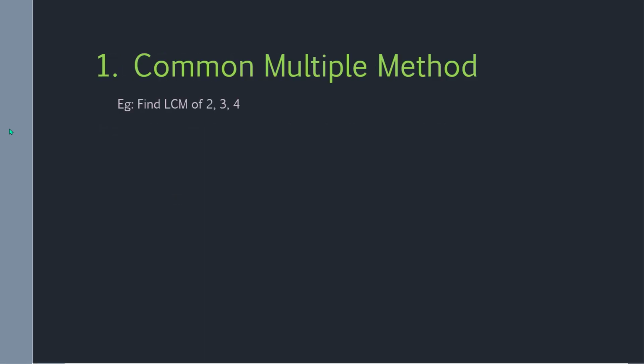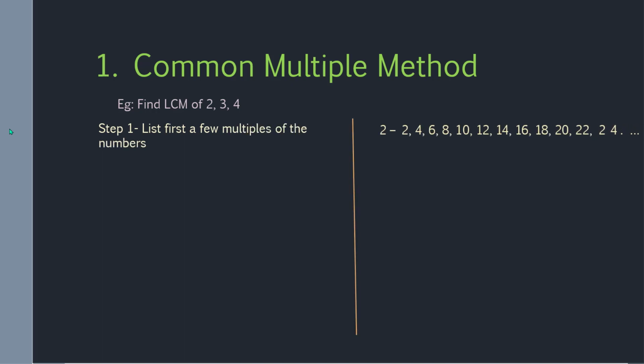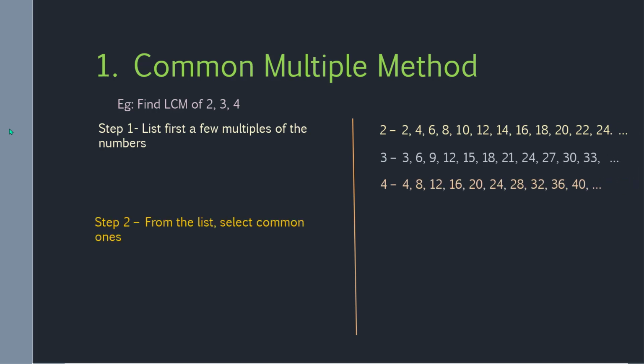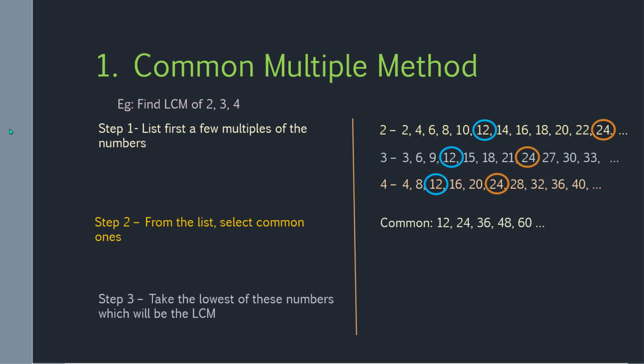To explain the method, let's try to find the LCM of the numbers 2, 3, and 4. For this, we first list a few multiples of the numbers. And then from the list, we select the common ones. We see the numbers 12, 24, 36, 48, 60 are common multiples. The list continues further beyond 60 also. The lowest of the numbers is obviously 12. So the LCM of 2, 3, and 4 is 12.